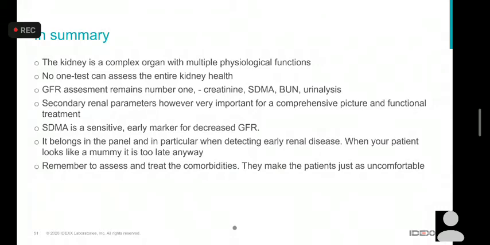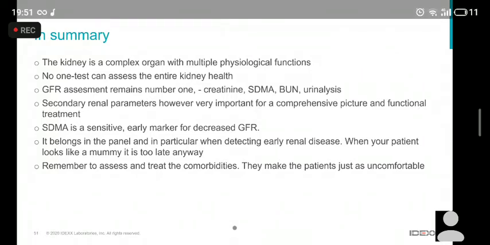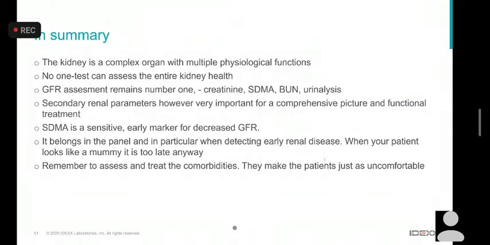In that sense, I think SDMA belongs in the panel, in particular when you're detecting early renal disease or wanting to rule out renal disease in a different scenario. If your patient looks like a mummy, like an Egyptian mummy, it's pretty much too late anyway. And please remember to also assess and treat the comorbidities besides the acidemia, because the comorbidities are probably the ones that make the patient, if not more, then at least just as uncomfortable as the impaired filtration.